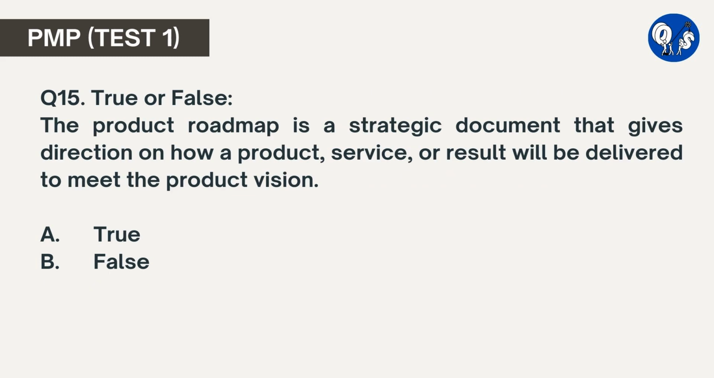Question number 15. True or false? The product roadmap is strategic document that gives direction on how a product, service, or result will be delivered to meet the product vision. This is a true statement of the product roadmap. Frequently, the team will generate milestones from the roadmap and help everyone stay on track.